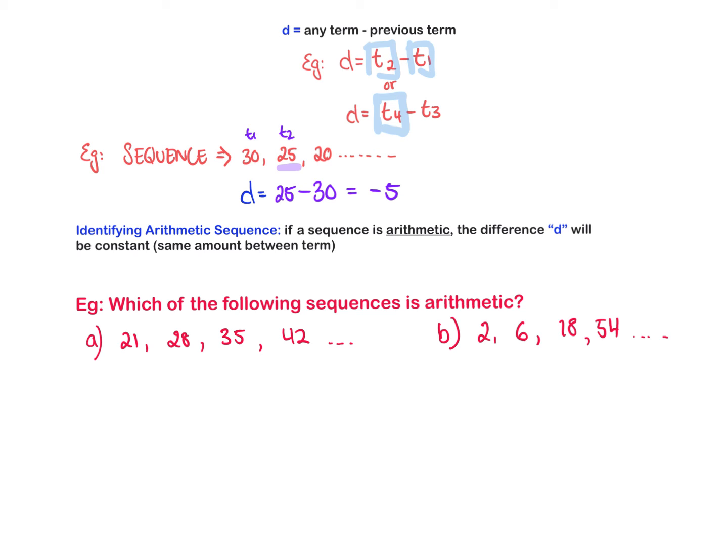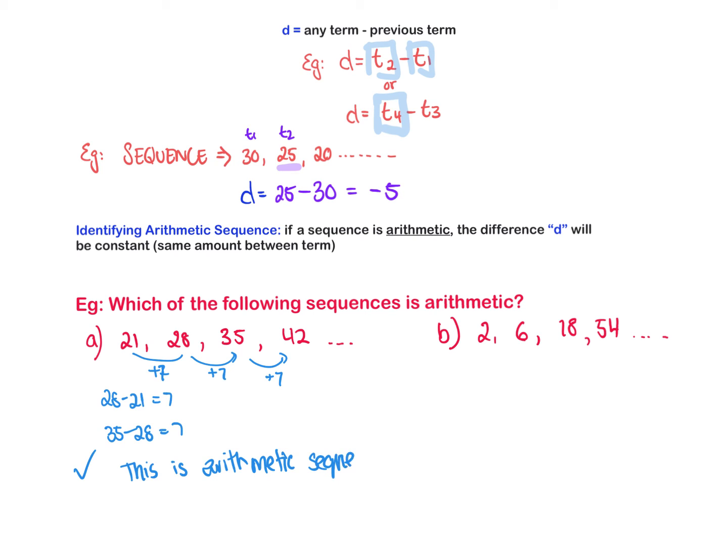So say which one of the following is an arithmetic sequence. So first of all, if I do 28 minus 21, that equals 7. So there's an add 7 here. And if I do 35 minus 28, I also get 7. So I'm adding 7 to there, and this one also is an add 7. So yes, we'd say this is an arithmetic sequence, and the common difference, D, equals 7 in this case.